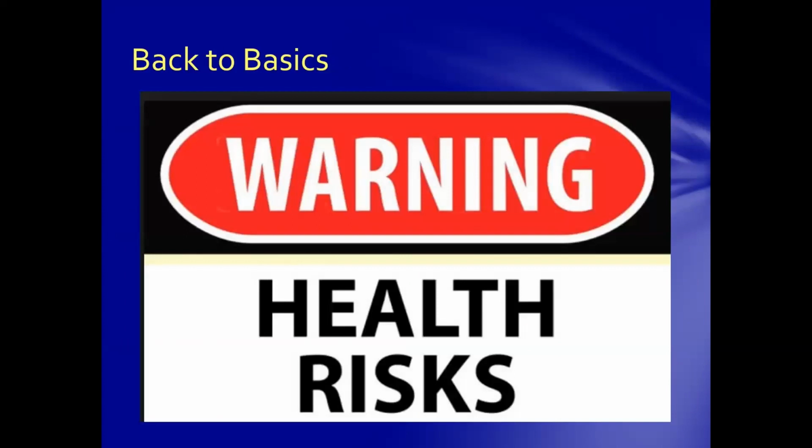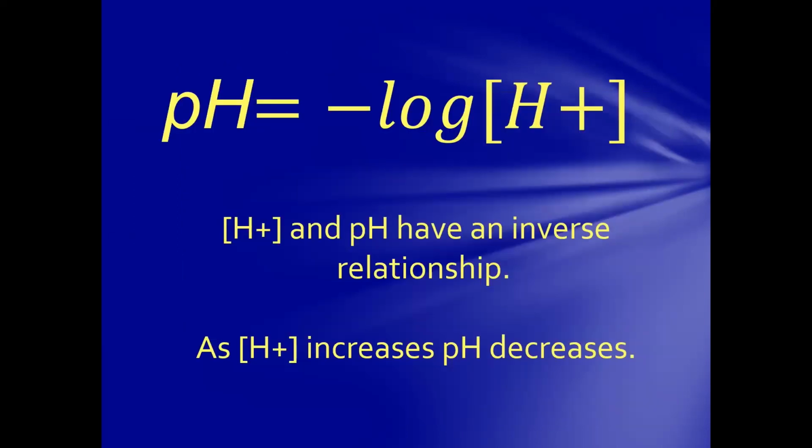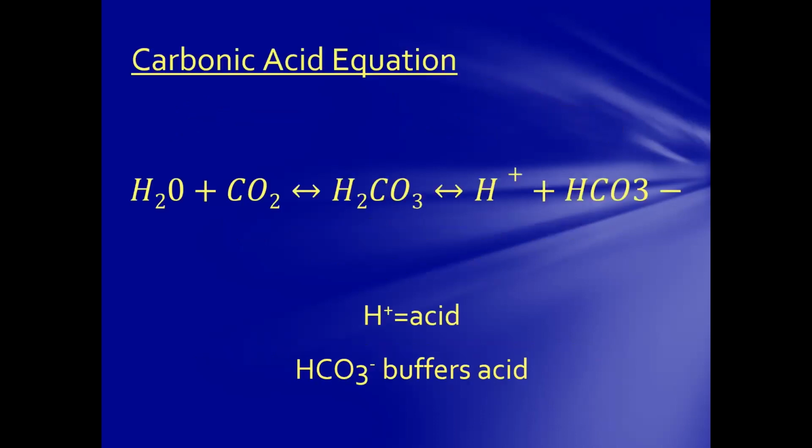But before we can jump into naming an arterial blood gas, we first need to understand the basics of what makes up an arterial blood gas. One of the major components of an arterial blood gas is the pH. And it's worth noting that the pH is the negative log of hydrogen ion concentration. Ultimately, that just means that the concentration of hydrogen ions and the pH have an inverse relationship. So as the concentration of hydrogen ions increase in the blood, the pH will decrease.